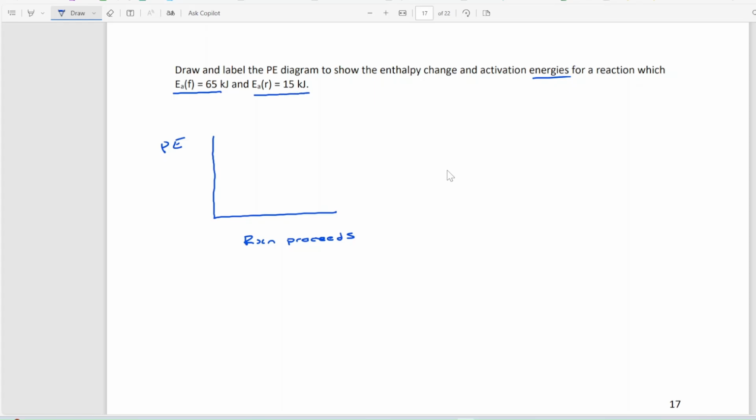Now, if you're not sure what that means from a picture point of view, you could jump right to the formula. So again, activation energy forwards is equal to activation energy in reverse plus delta H. So if I wanted to solve for delta H, I would do activation energy forwards minus activation energy in reverse, which is going to be 65 minus 15, which is going to give me an enthalpy change of 50 kilojoules. Now this came out as positive, which means that it's going to be an endothermic reaction. Now, does that make sense?